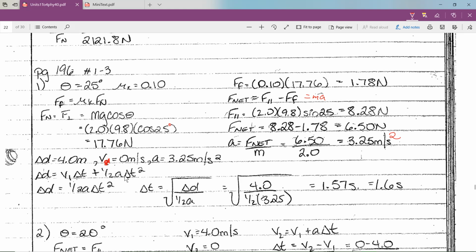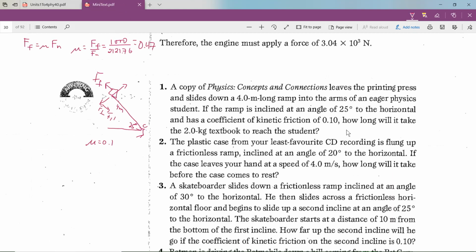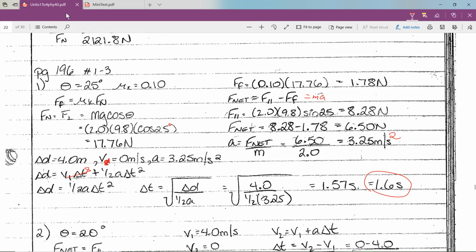Delta d is v1 delta t plus 1/2 a delta t squared. So the v1 delta t vanishes. Solve for delta t, and you get 1.6 seconds. Was that the question? Did it ask how long it takes? How long will it take the 2 kilogram textbook to reach the student? Okay, so it takes 1.6 seconds.